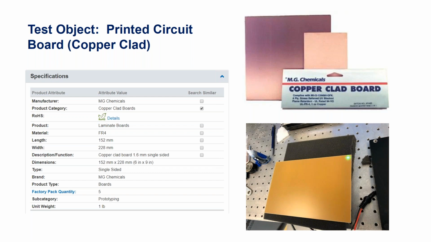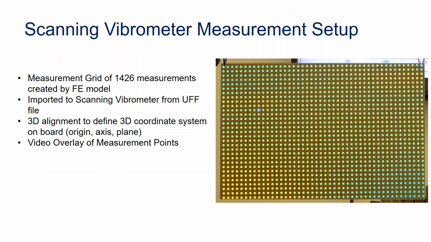So my end of it's pretty easy. We did the testing using the scanning vibrometer. So in this case, we just took a printed circuit board, a copper-clad circuit board. You can see all the dimensions here. This is basically a 9-inch by 6-inch circuit board, copper on the outside, and then basically printed circuit board material in the middle.